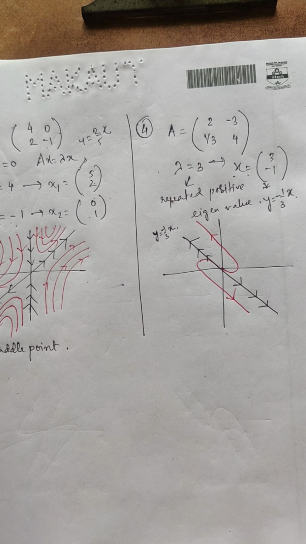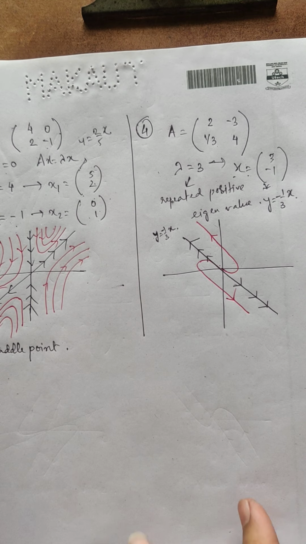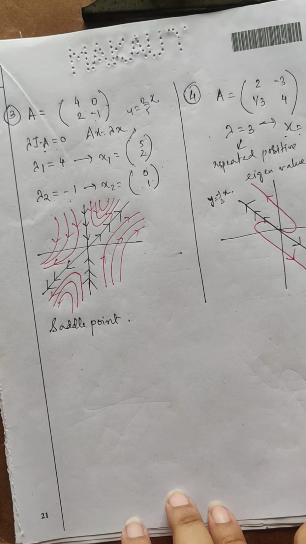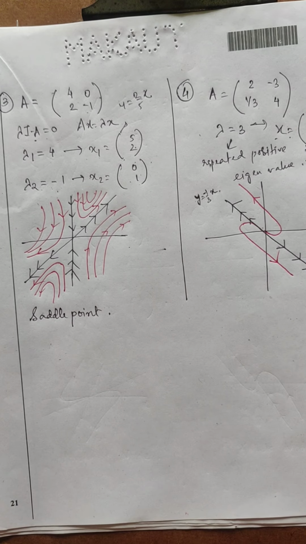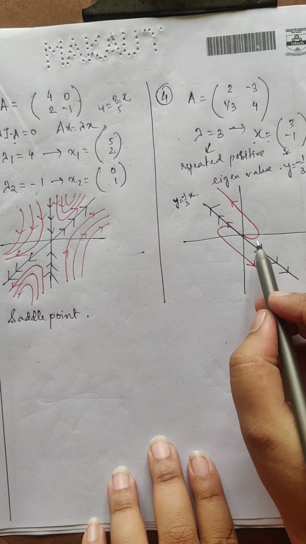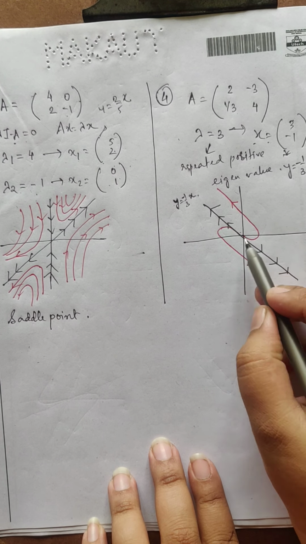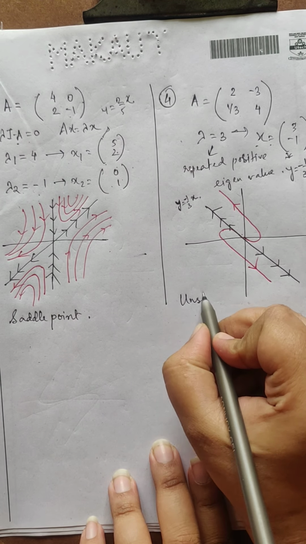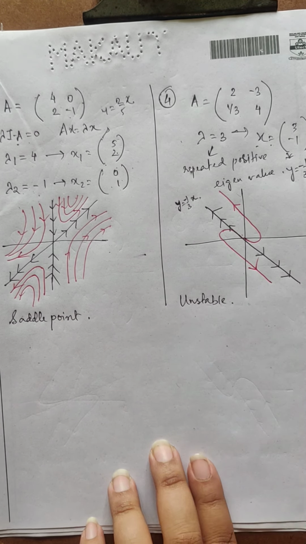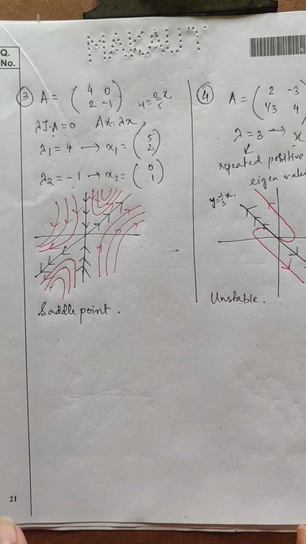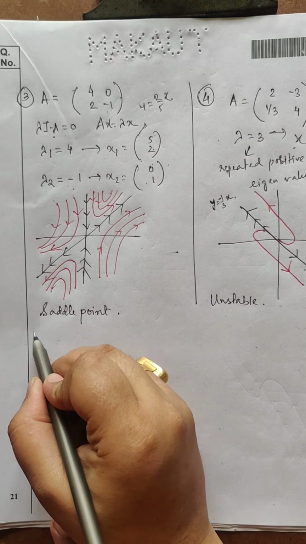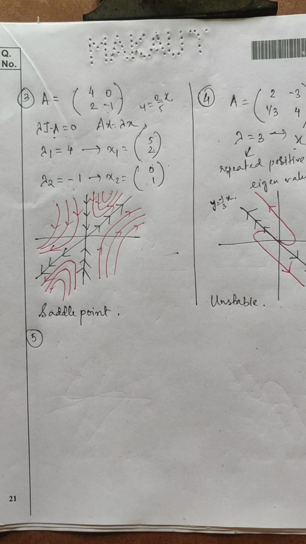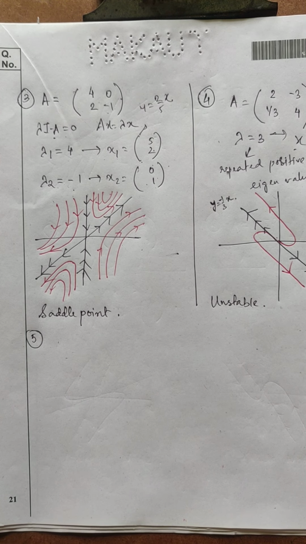Next is when I have a repeated negative eigenvalue. Now one more thing, since this arrow indicates that these are all moving outwards from the origin, the system is unstable. Next, we choose the next concept, that is repeated negative eigenvalue.